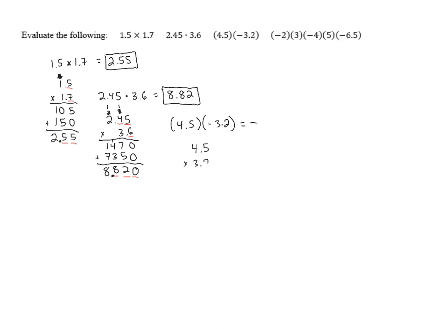4.5 times 3.2, lining up the numbers on the right and ignoring the decimal points as we multiply. 5 times 2 is 10, carry the 1. 4 times 2 is 8, plus 1 is 9. Then we bring down a 0 as a placeholder, and we move over to that 3. 3 times 5 is 15, carry the 1. 3 times 4 is 12, plus 1 is 13. And then we add them together.